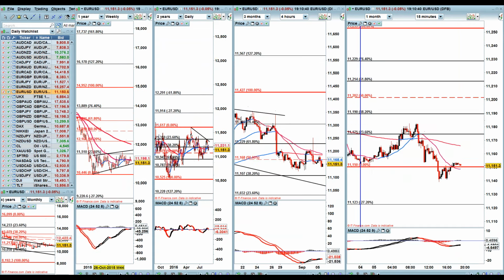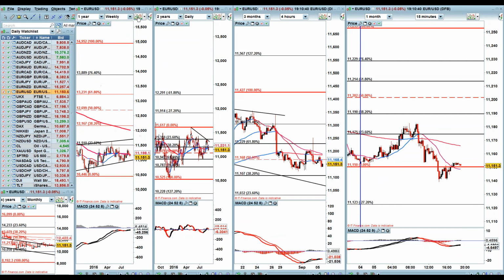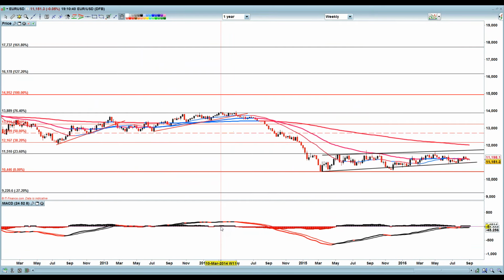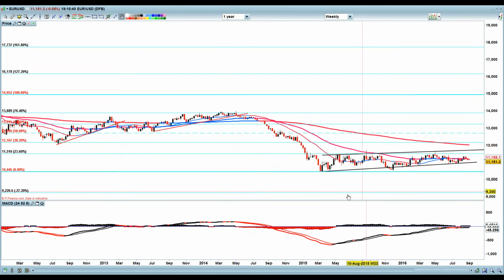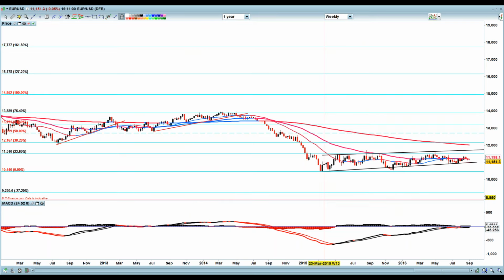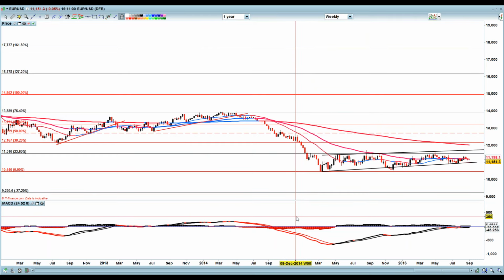Let's look at the euro. I keep talking about this box, but we're coming to the low of the channel here. The channel started from March 2015. Obviously, you've got ECB this week. I guess the one thing that the ECB could do is go deeper into negative rates and extend the program. But I have to be honest, I don't think that's going to happen. I don't think the market's pricing that in.